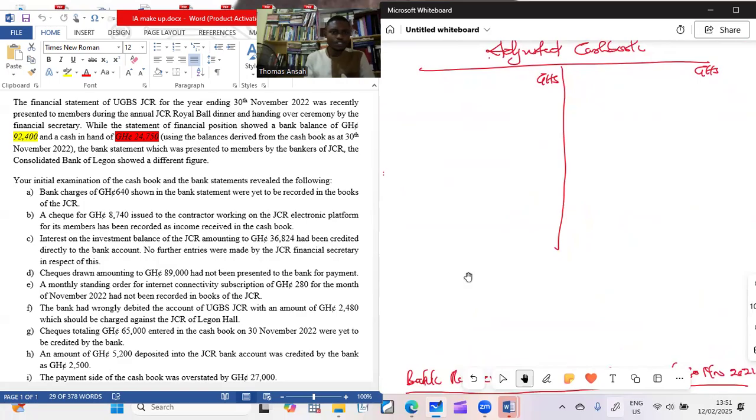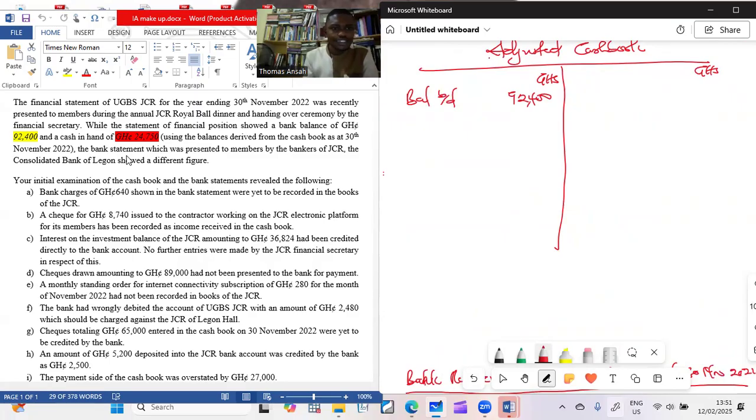And this one is a little bit tricky because they said that the bank balance is 92,400. So balance brought down, the statement is silent. That means it's a debit balance. Sometimes they can tell you that it was an overdraft. So you have to start from here.